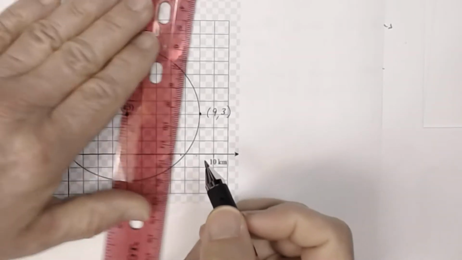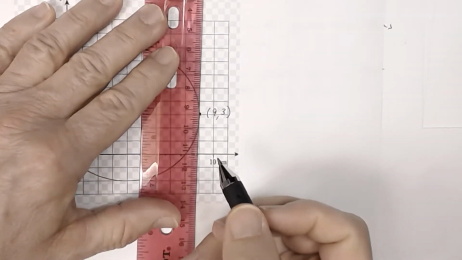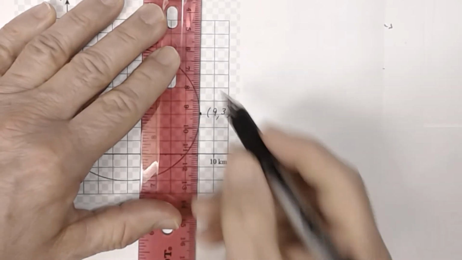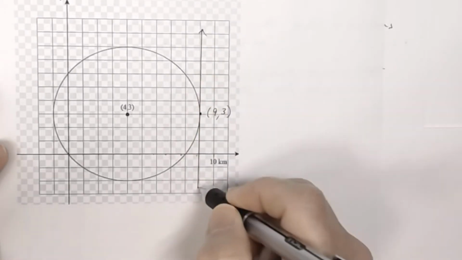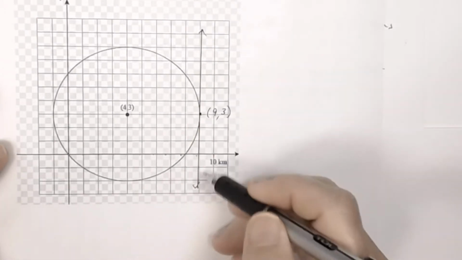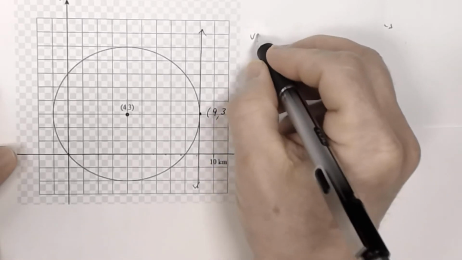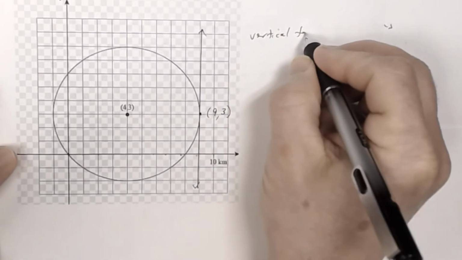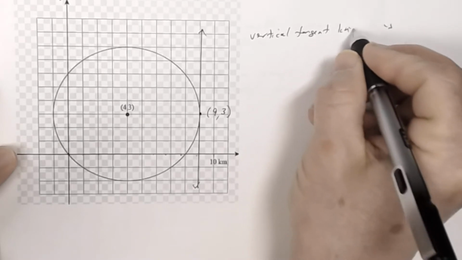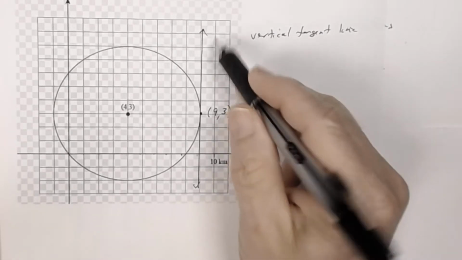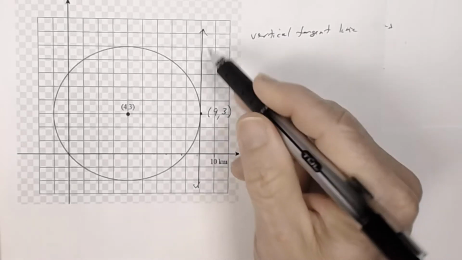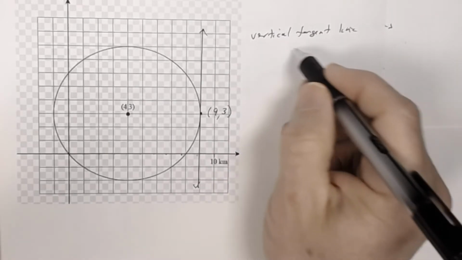If I draw a vertical line right here, do y'all agree that this line I just drew is a tangent line to the circle? But what kind of tangent line is this? This is a vertical tangent line. What's the equation of that tangent line? We talked about writing equations of vertical lines before. So the equation of that vertical line is x equals 9.